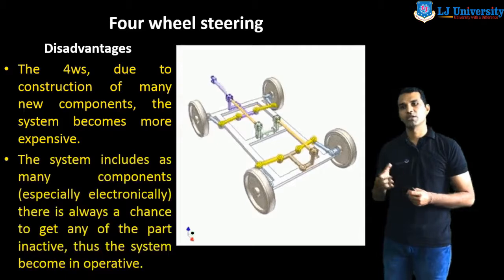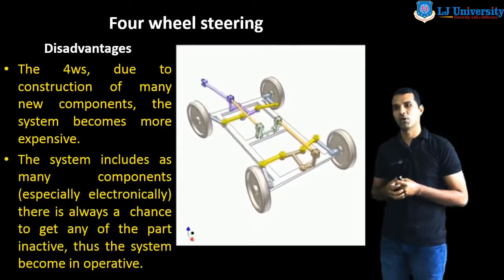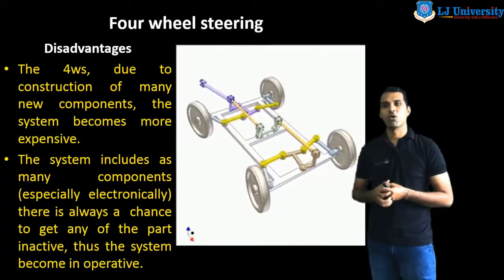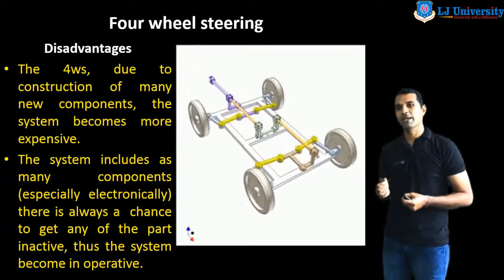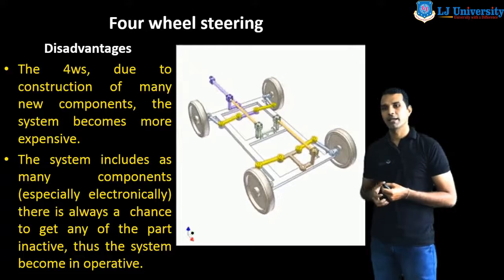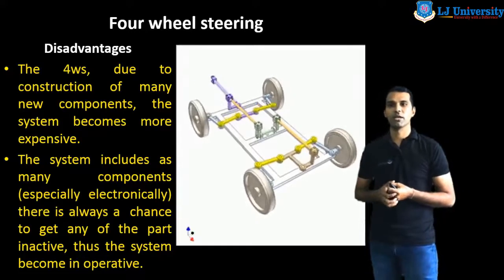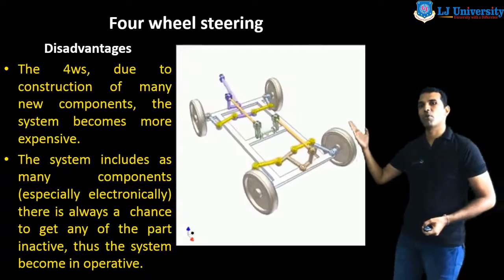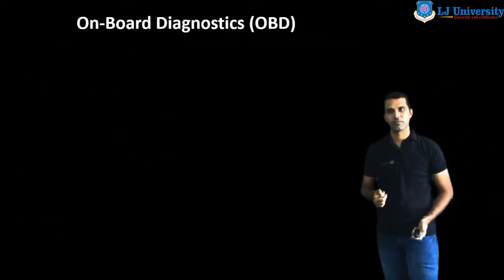And the second one, the system includes as many components as is required. There is always a chance for any of the parts to become inactive, thus the system becomes inoperative. So these are the disadvantages of the four-wheel steering system.